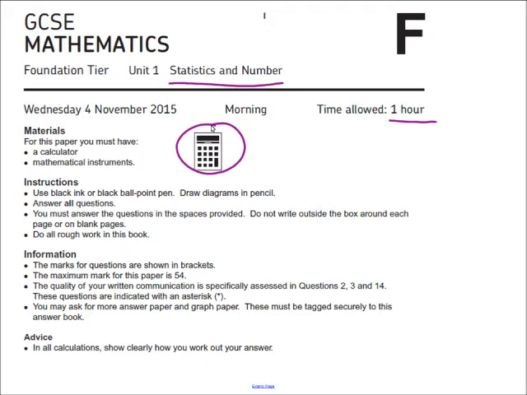The other thing under materials that you're required to take are your mathematical instruments. So in this paper it's important to take a pencil, ruler, rubber, compass and protractor, just in case you have to draw pie charts.